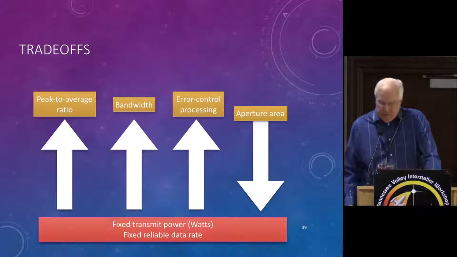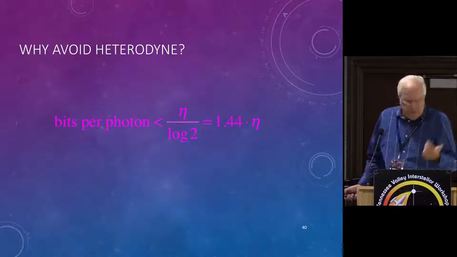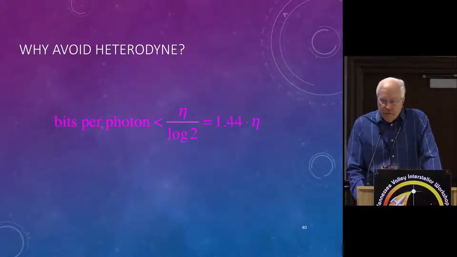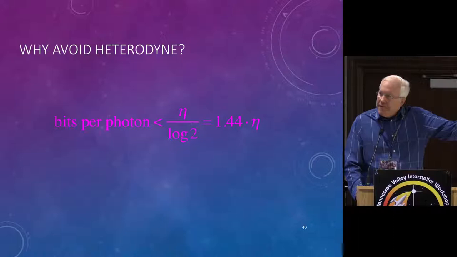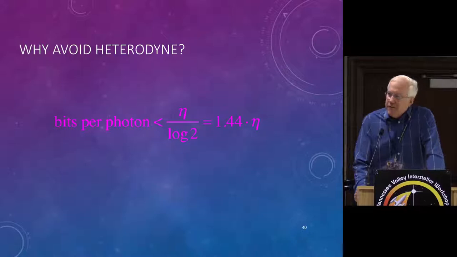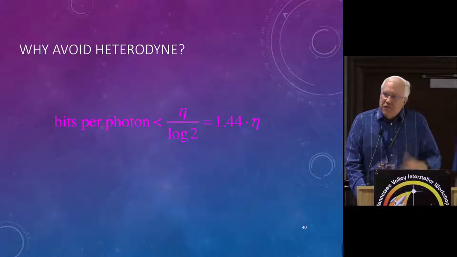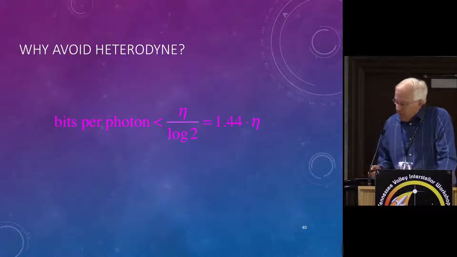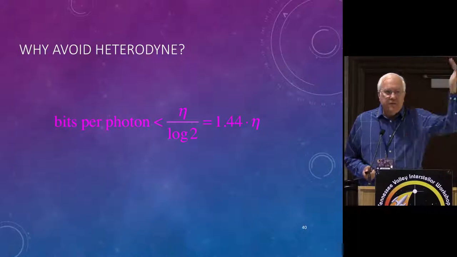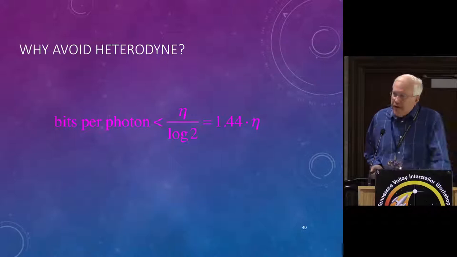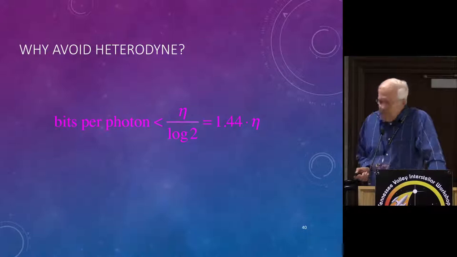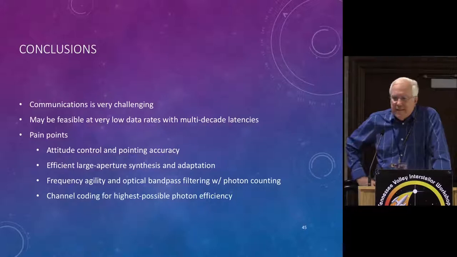Why avoid heterodyne? The reason is that heterodyne is limited to 1.44 bits per photon. The problem with heterodyne is we have this high power laser local oscillator, which is basically a broadband noise source in our receiver, and so it limits the bits per photon that can be achieved. It's 1.44 times the quantum efficiency, which means that in practice it'll be something like half of a bit per photon. So we have an increase of an order of magnitude in the aperture, at least, if we use heterodyning relative to photon counting.